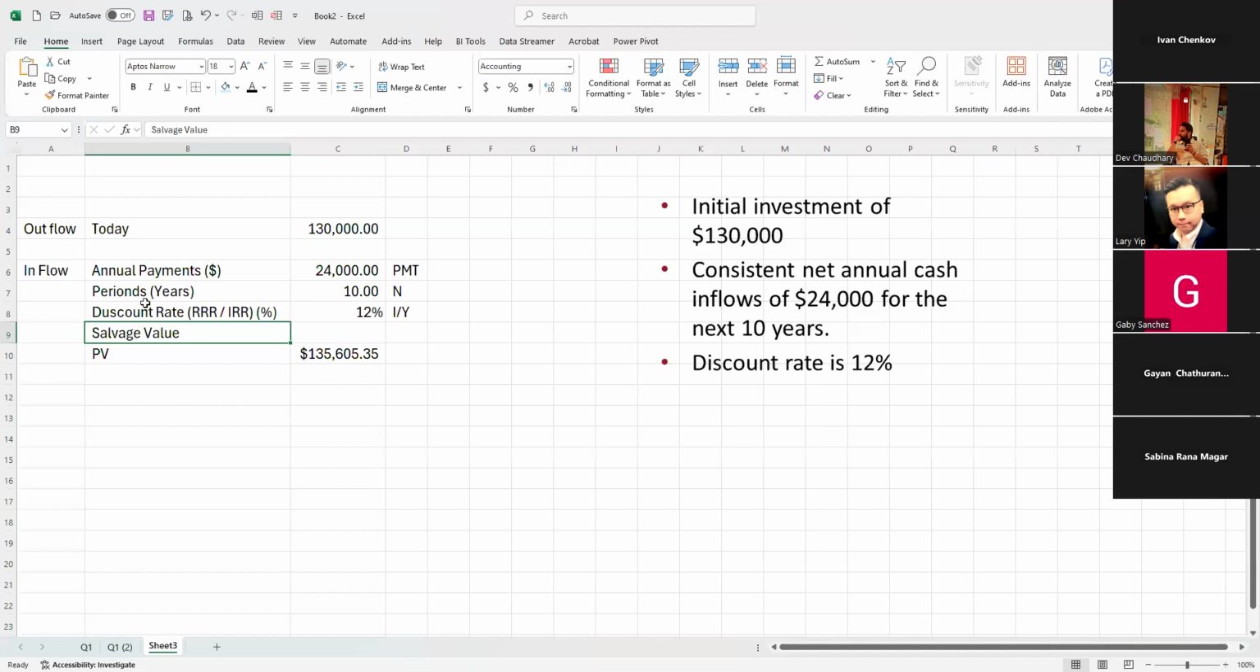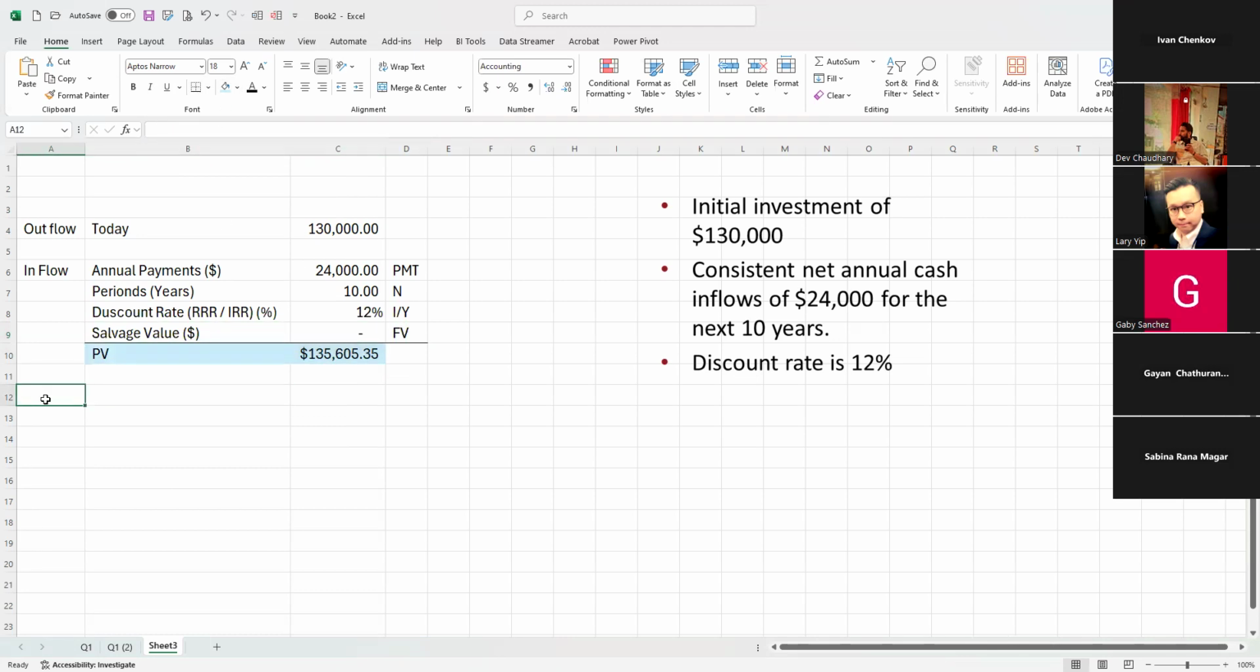In this case, that also is measured in dollar amount at 0, and the salvage value will be, in this case, our salvage value is the future value that we have. But the future value in this case is 0. And we get the present value, which is equal to $135,000.